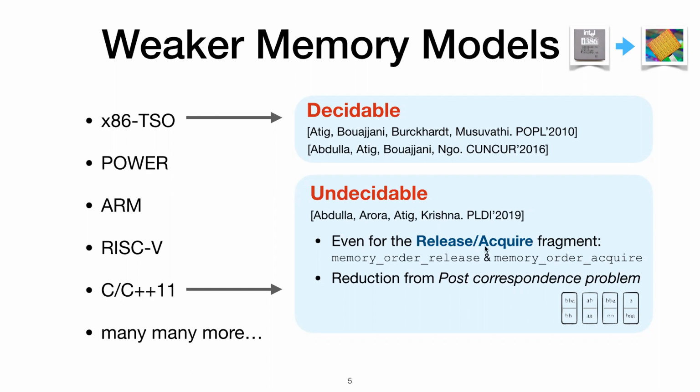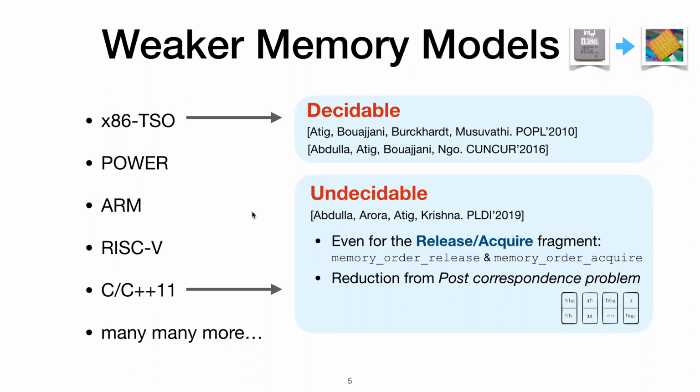It's one variant of causal consistency. If you write a C program and you annotate all your accesses with memory order release and memory order acquire, you get release-acquire programs, and these lead to undecidable verification problems. This appeared very recently in PLDI. And there are more models, though not so many results like that.